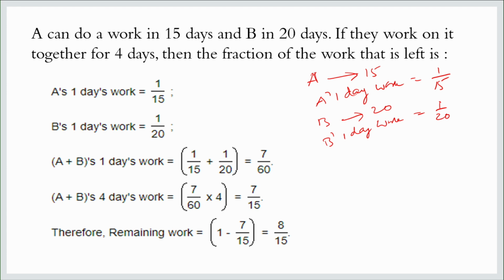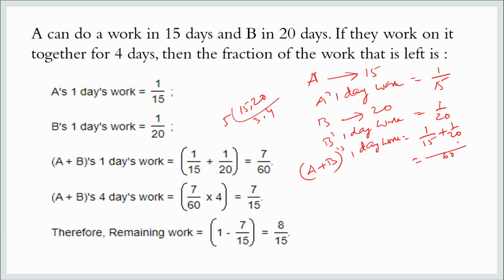So, A plus B's 1 day work: you have to add 1/15 plus 1/20. What is the LCM of 15 and 20? It is 60. 5 3s are 15, 5 4s are 20, 3 4s are 12, 12 5s are 60. So 4 plus 3, it is 7/60. Clear? 7/60.